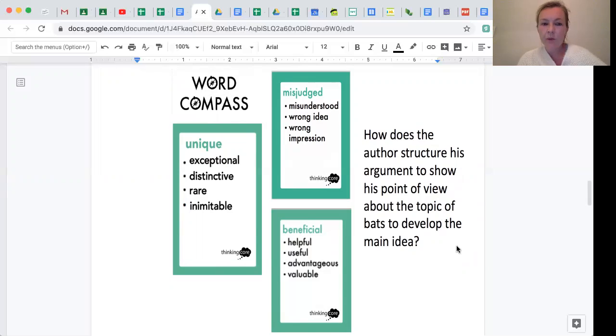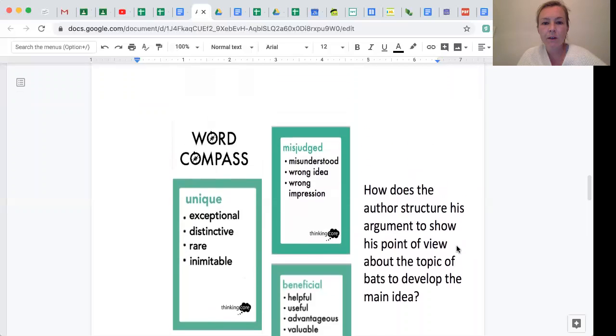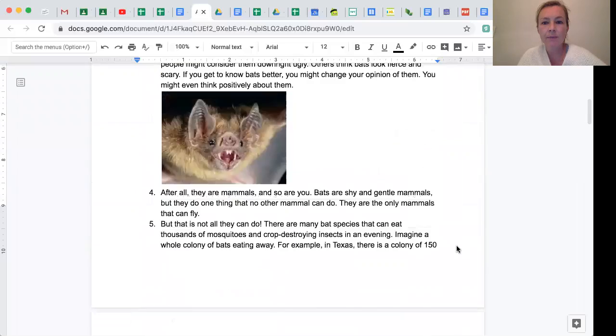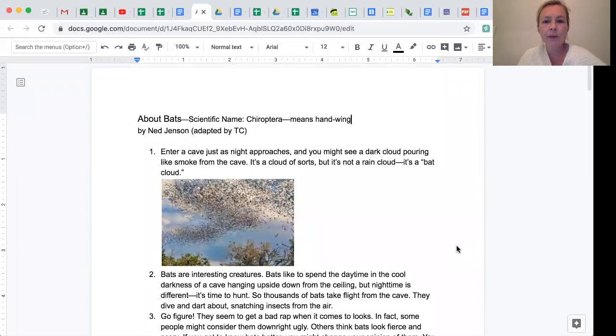And the final word is one we've used many times, beneficial. Remember again, B-E-N-E, meaning good. So beneficial is something that is helpful, useful, advantageous, or valuable. We're going to be using the compass word and the synonyms when we get to that step when we're putting all our ideas together for the writing task. Okay, so remember to use the word and its synonyms in order to best explain. All right, so we're going to go back up to the top. We're going to read it together.